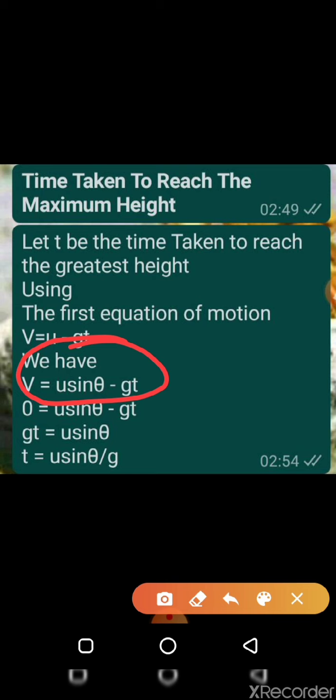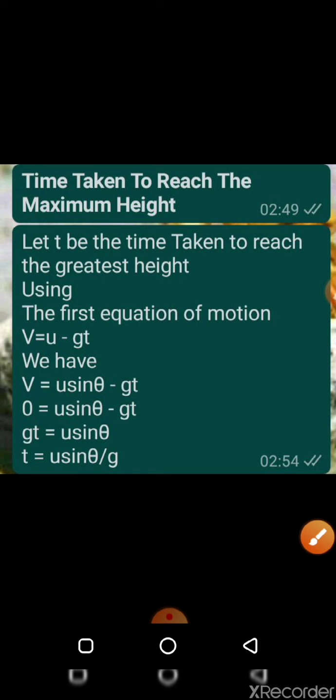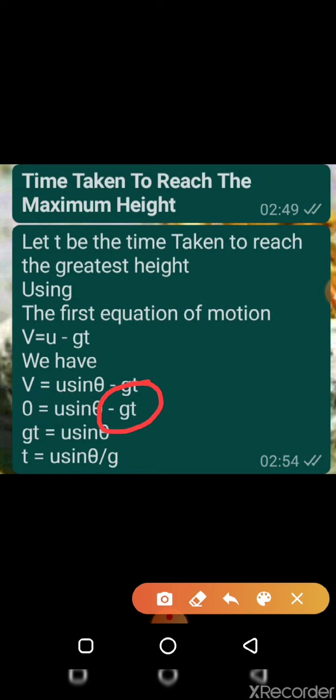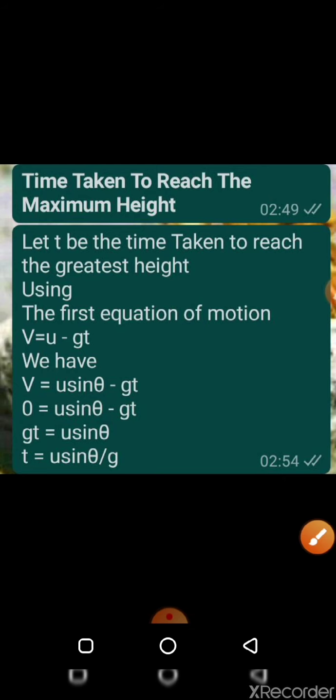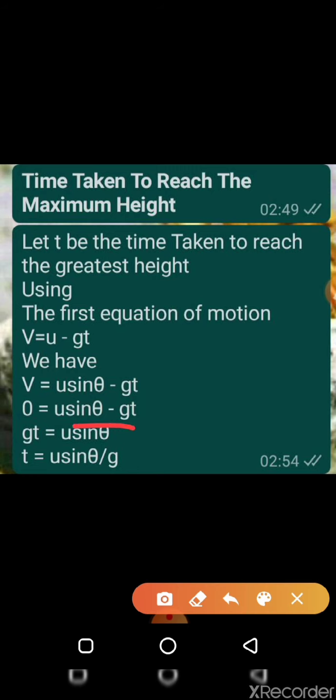So at maximum height, the velocity is 0. So our v is 0, so we have 0 equals u sine theta minus gt. Now take minus gt to the other side. We'll now have gt equals u sine theta. And obviously we divide both sides by g. So our t equals u sine theta over g.